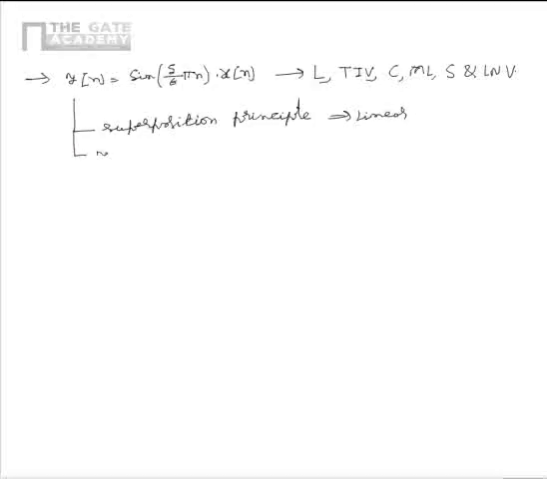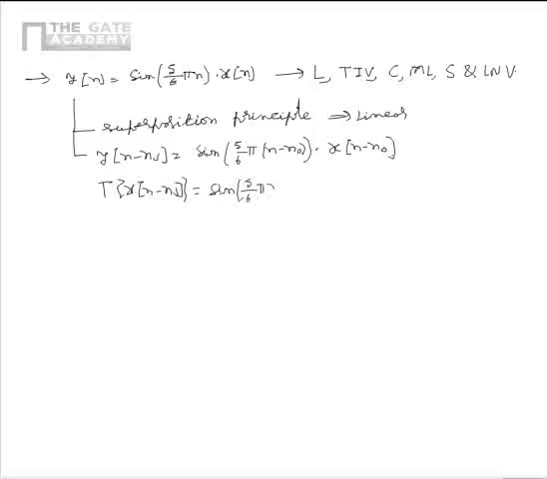Also, we see that in this case, the delayed version of output y of n minus n naught is equal to sine of 5 by 6 pi multiplied by n minus n naught as a whole multiplied by x of n minus n naught, and the output due to delayed version of input, that is x of n minus n naught, transformation of x of n minus n naught is equal to sine of 5 by 6 pi n multiplied by x of n minus n naught. As these two are not equal, we see that the given system is time variant.